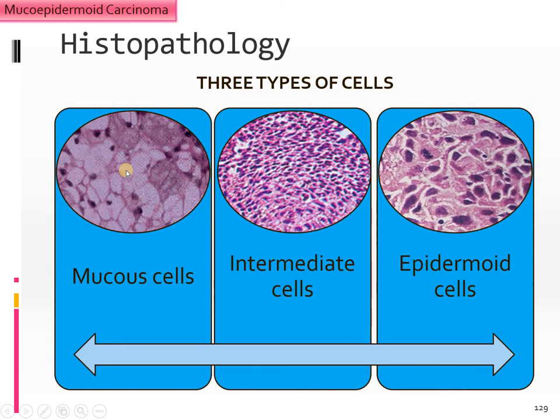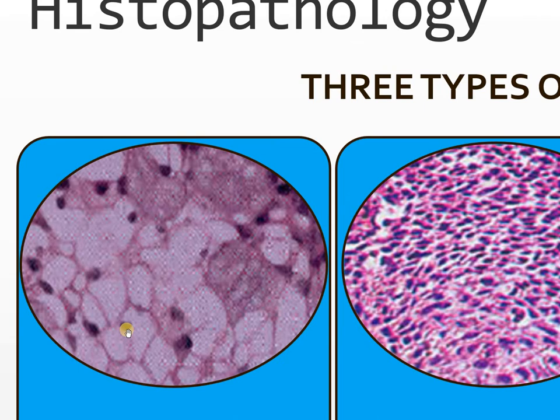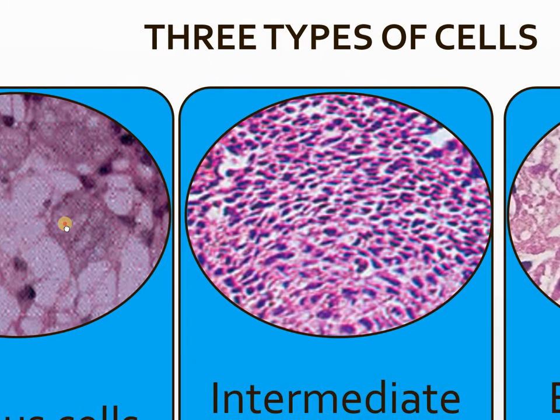Histologically, there are three basic types. Type 1 cell is the mucous cell, which is typically polygonal in shape. The nucleus is pushed towards the periphery, and there will be clear cytoplasm. Sometimes the cytoplasm may be flocculent, giving rise to a multilocular appearance.